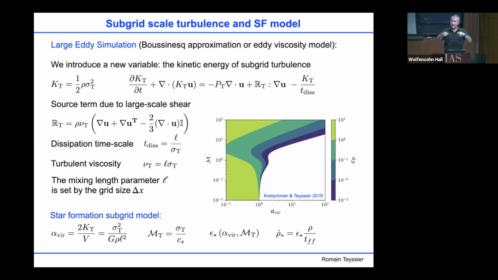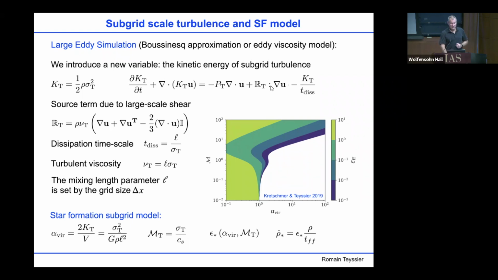And so you can derive mean flow equations by doing this scale separation. And here I'm showing you the equation that describes the kinetic energy of the unresolved turbulence, the turbulence that is inside our computational cells. And of course, there is a lot of modeling involved. If you're interested, I can give you all the details.